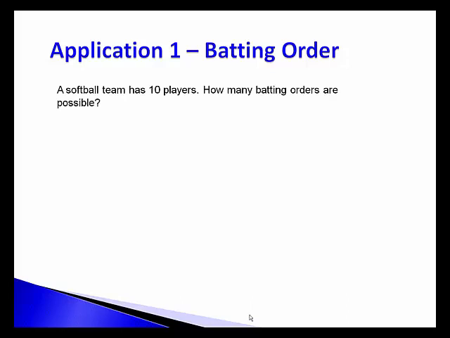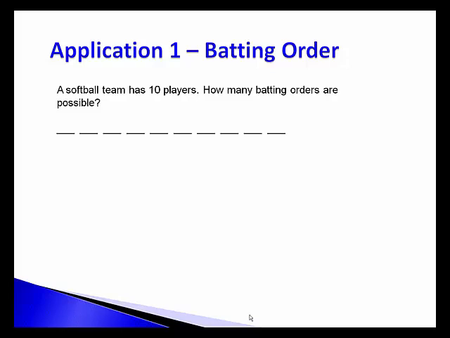A softball team has 10 players. How many batting orders are possible? What that's asking you now is how many different ways are there to arrange the orders that the batters are going to hit. Who's going to bat first, who's going to bat second, who's going to bat third. And so as soon as you hear that word orders or arrangement, you know that you're talking about a permutation.